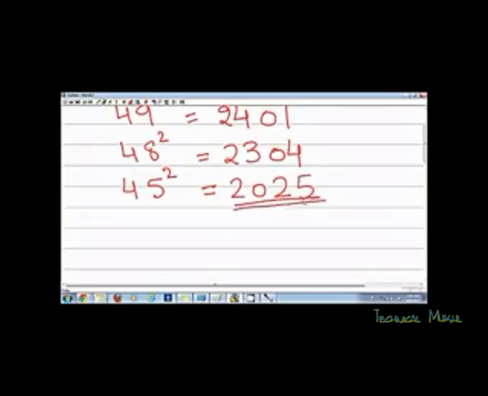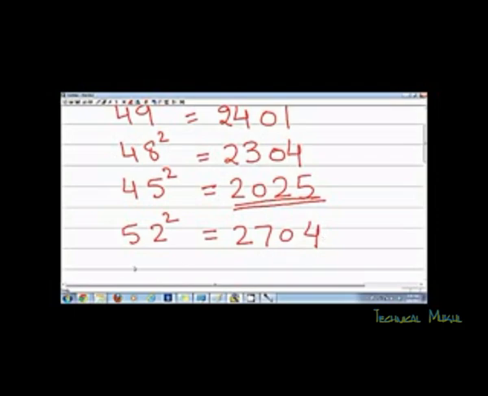2025. And we can also go for numbers which are bigger than 50. For example, if I have 52 square, then I add 2 to 25, which is 27, and then I'll write square of 2, which is equal to 4. So its answer is 2704. So let's look at the proof.